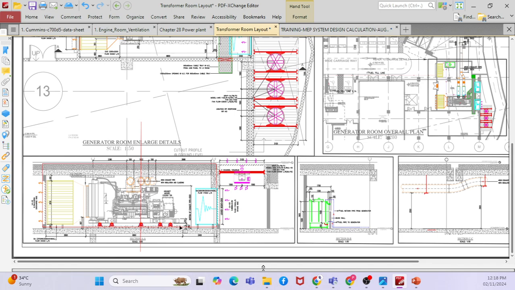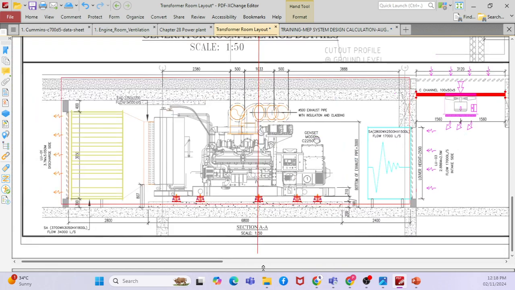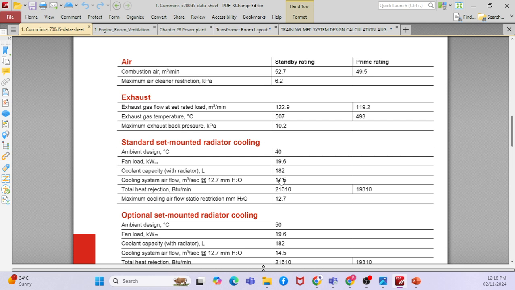Clear, right? You getting my idea? Because there is an inbuilt generator fan, it can suck the air from outside and discharge the air to the outside. It is capable of this much flow and this much pressure. So basically, if the pressure drop is less than 127 Pascal, there is no need for any additional exhaust fans. Otherwise, if it's more, then we need to provide them accordingly.